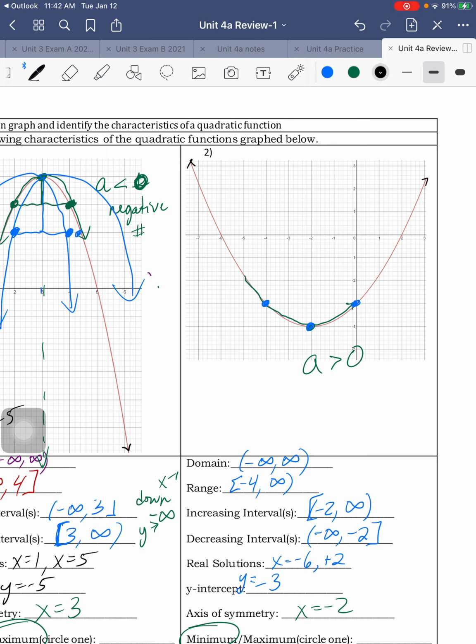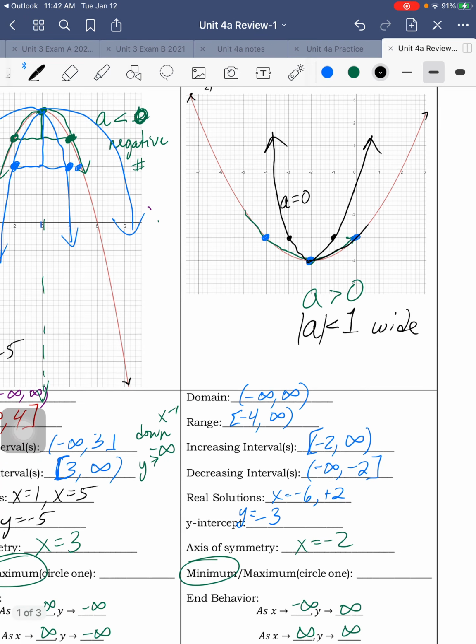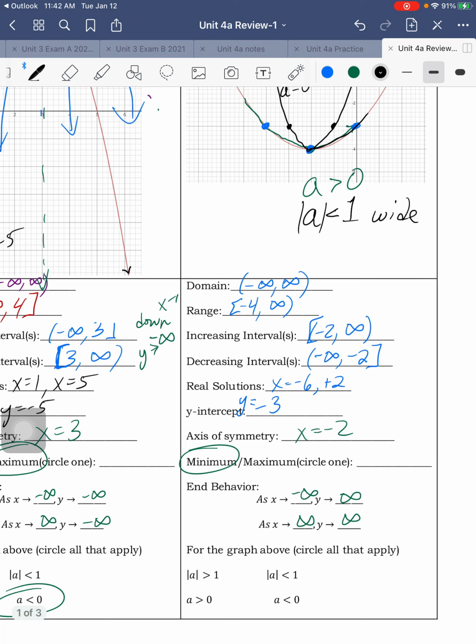If it was a normal graph with key coordinates, no dilations, it would be 1 to the right, 1 up, 1 to the left, 1 up. That would be more like the parent function without a dilation. If the absolute value of a is less than 1, this is a fraction, you get a wider graph. And you look, this is a much wider graph. So a is greater than 0, and the absolute value of a is less than 1.